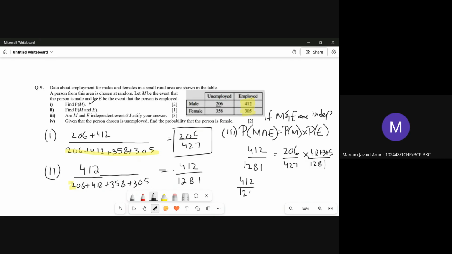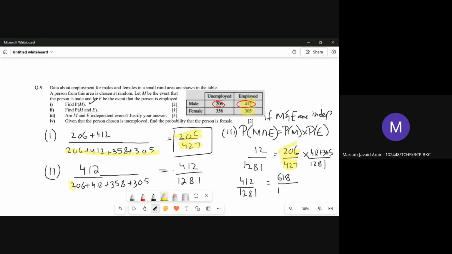I think I made a mistake. Probability of male would be 206 plus 412, so plus 412, that gives 618. Why did I miss this? I wrote the simplified answer. Never mind, this was correct. We did find probability of male. Sorry, I got confused, so disregard what I just said.